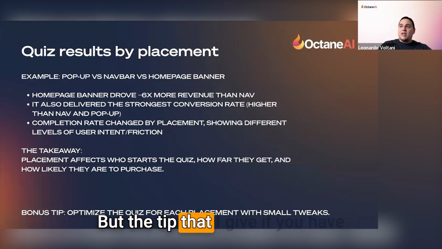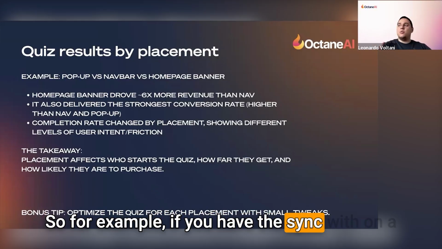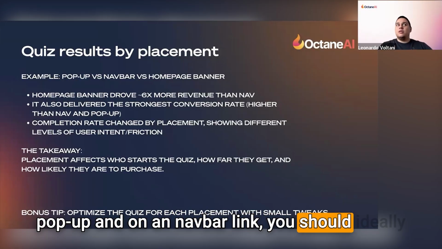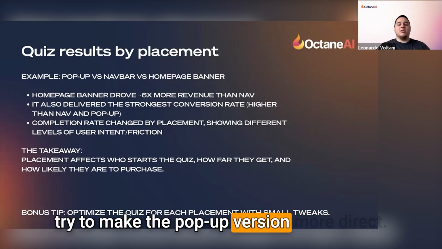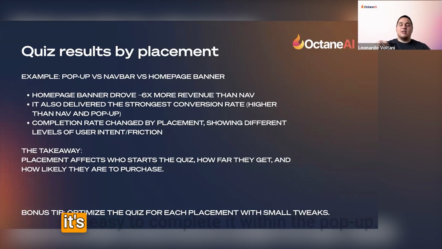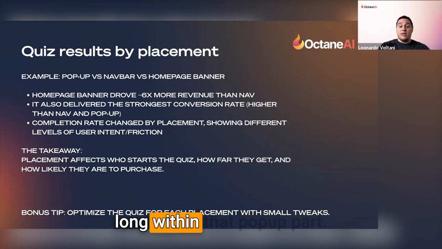But the tip that I give, if you have your quiz on multiple placements, is always optimize it with small tweaks. So for example, if you have the same quiz on a pop-up and on a navbar link, you should ideally try to make the pop-up version more direct. You should make it faster so it's easy to complete within the pop-up. You don't have to stay so long within that pop-up part.